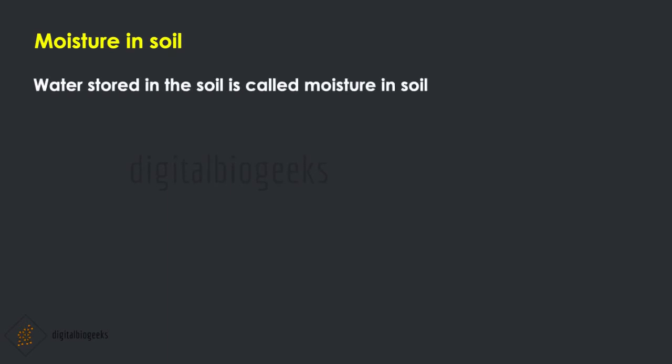Now let's learn about moisture in soil. Water stored in the soil is called moisture in the soil. Let's do an activity to find out whether the soil contains moisture or not. Take a test tube and put 2 spoonfuls of soil into it. Heat it on a flame and observe. After some time, we can see water droplets forming on the inner sides of the test tube.